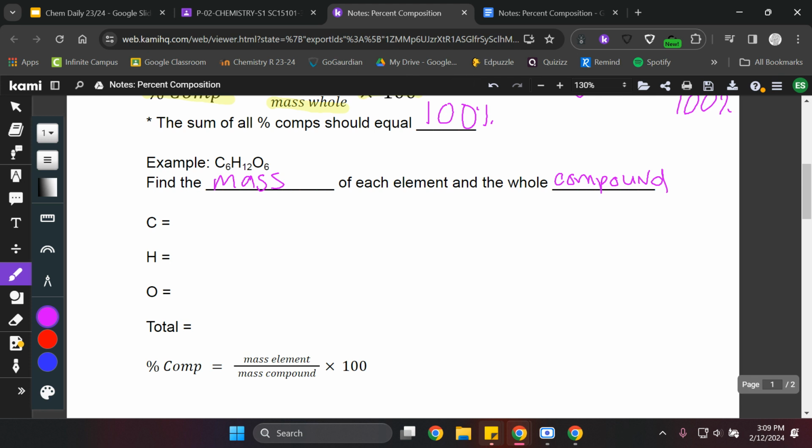Now, in order to find the mass of each element, we're going to need to look at our periodic table. So if you don't have your periodic table out right now, I would grab your periodic table. Pause now, grab your periodic table. For those of you who do have your periodic table, let's take a look for carbon first. The molar mass for carbon is 12.01 grams per mole.